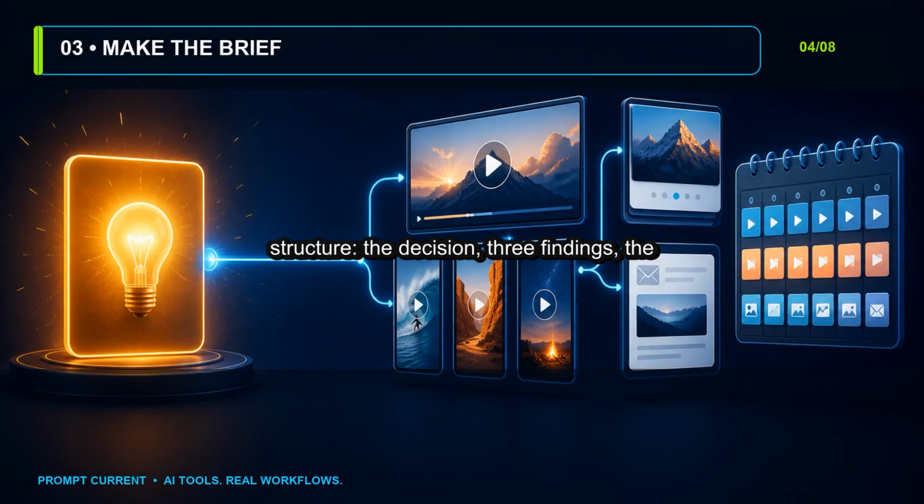Now create the brief. Give it a strict structure: the decision, 3 findings, the evidence behind each finding, risks, unknowns, and a recommended next step. Set a word limit. Ask for a "not supported by the source" section. That small section prevents a polished brief from hiding the gaps in the original document. Have a human approve this brief before turning it into public content.